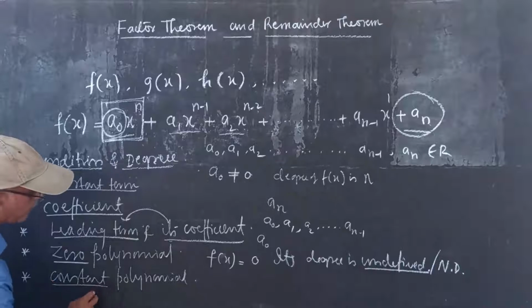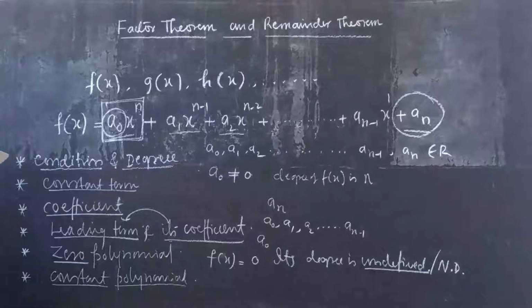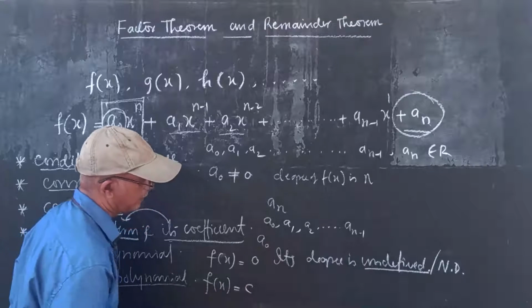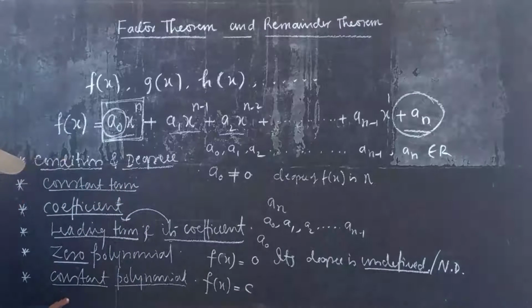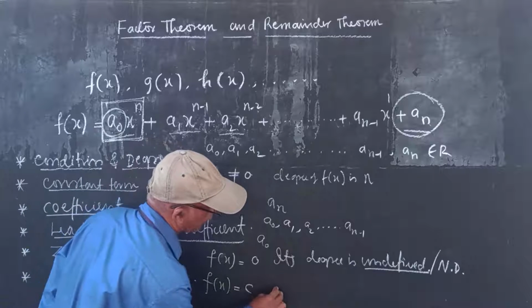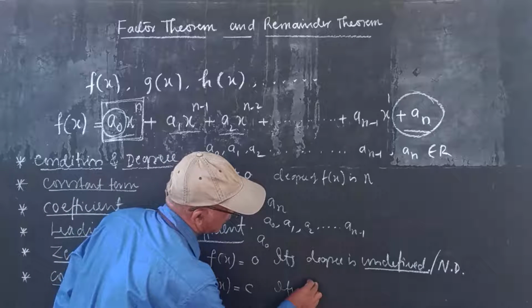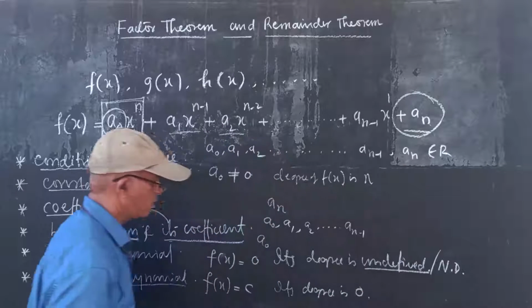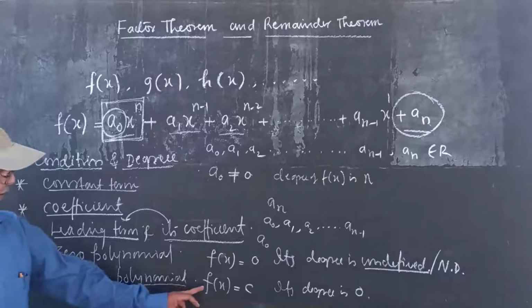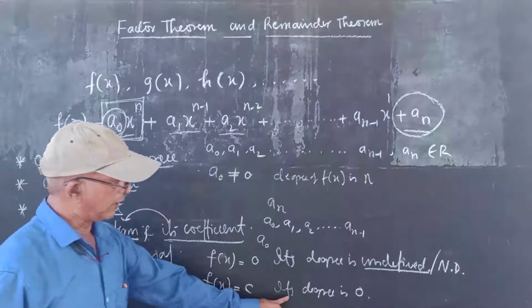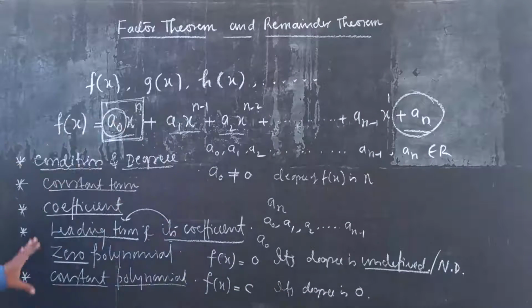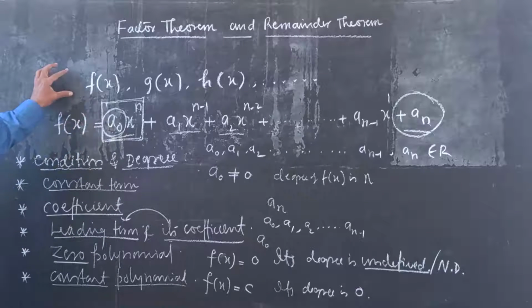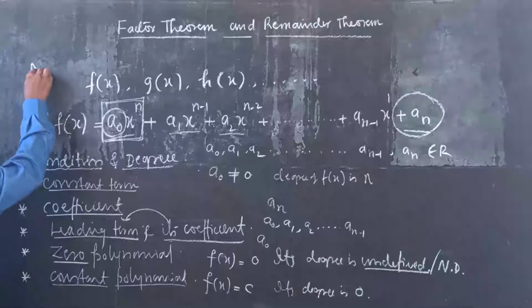Now, constant polynomial. What do you mean by constant polynomial? Means fx is equal to c, where c is a constant. Now, for a constant polynomial, its degree is 0. The constant polynomial fx is equal to c, its degree is 0. Now just I am going to summarize. So notations. So this is called as notation.